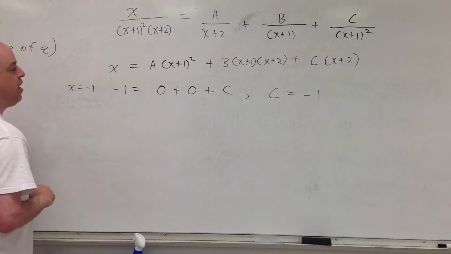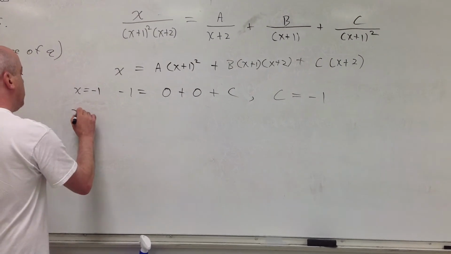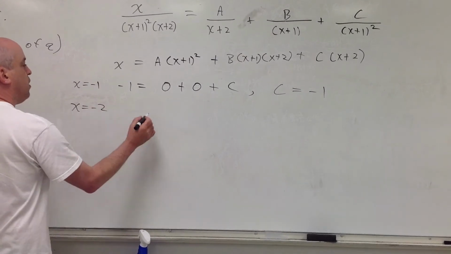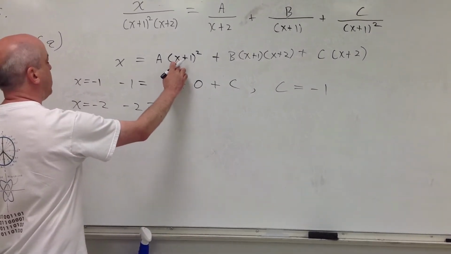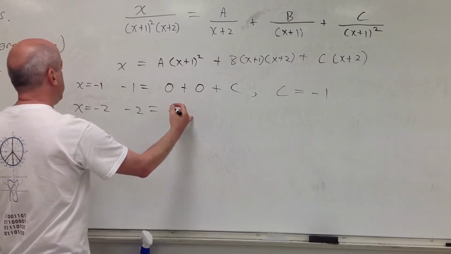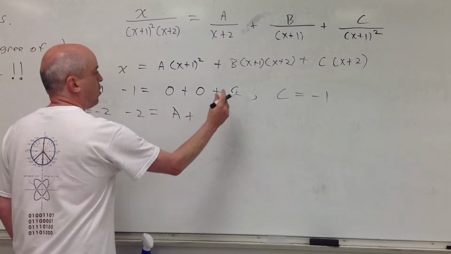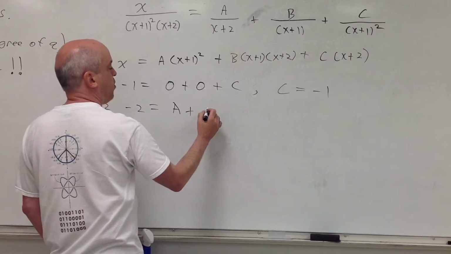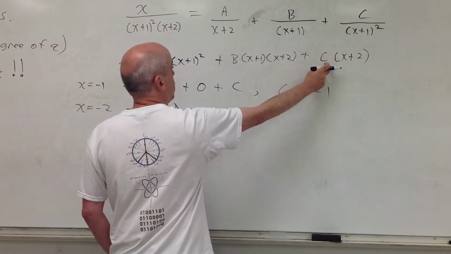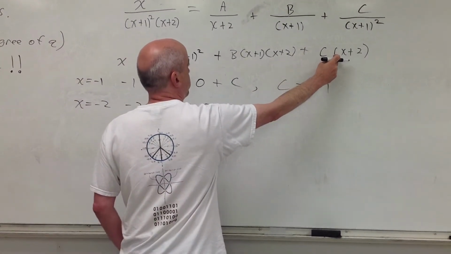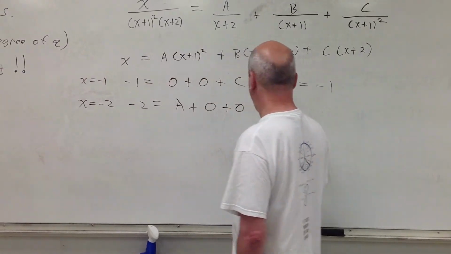Similarly, plugging in x equal -2 will also cause a lot of things to cancel out. So let's try that. On the left-hand side, I'll get negative 2. On the right-hand side, I get negative 1 squared, that's 1. So that's going to be A. Over here, 0 times anything is 0, that will be 0. And then over here, negative 2 plus 2 is 0, times C is 0, 0. So I just got A almost for free.